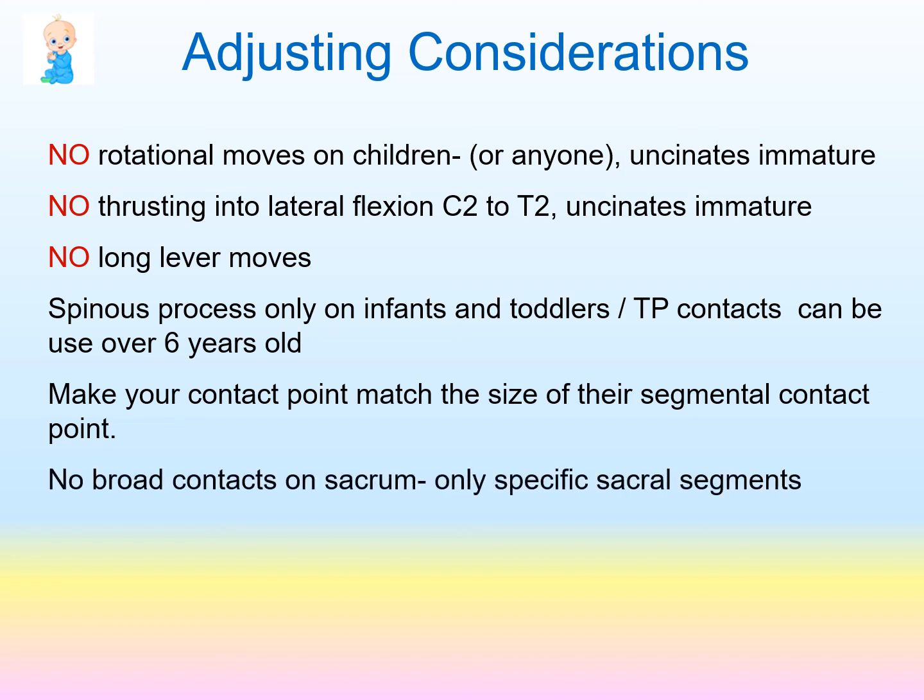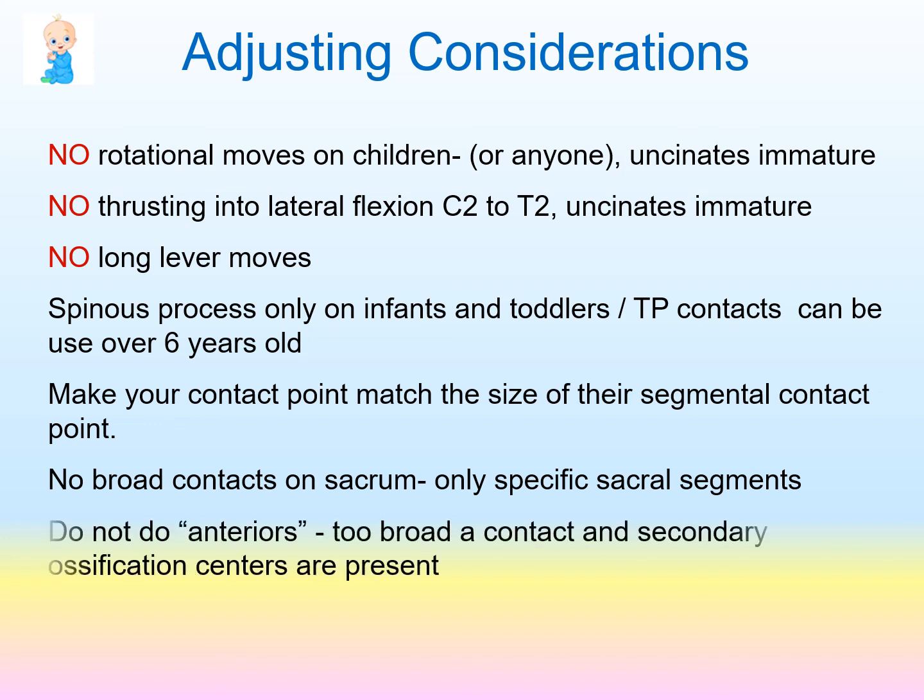No broad contacts in the sacrum, specific sacral segments only, like I've shown in the previous few slides. We're looking to see which sacral tubercle needs to be adjusted, and that's where we contact it. No anterior moves. There are no anterior moves in Gonstead, and there's definitely no anterior moves on a pediatric patient. It's too broad of a contact, and secondary ossification centers are still forming, so we do not use this.